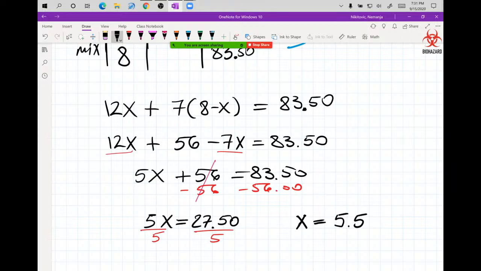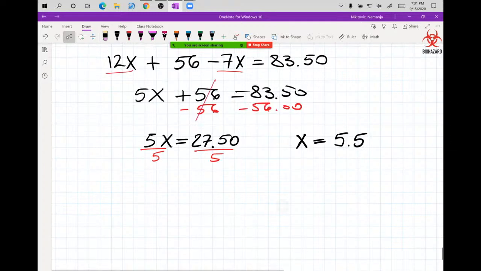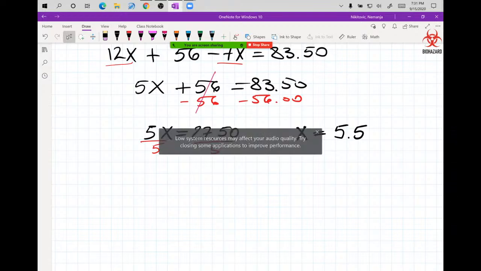So what I found out is that I need to use 5.5 pounds of organic coffee, and I need to use 2.5 pounds of inorganic coffee to make the mix of 8 pounds at the price point of 83.50. So we write the answer, and for every word problem you should write the answer as a sentence or paragraph, because they do all give you points.